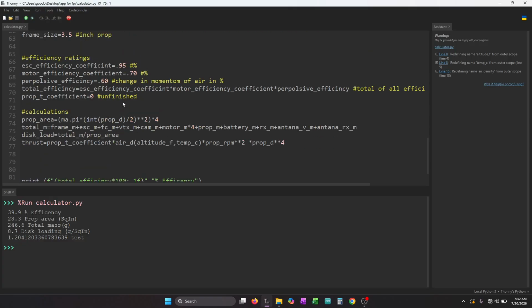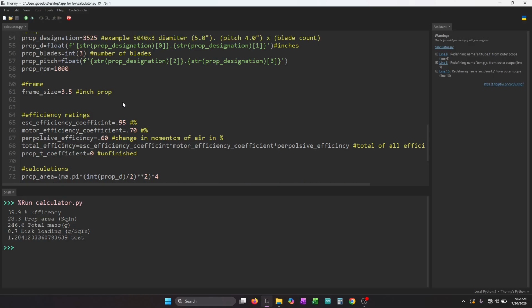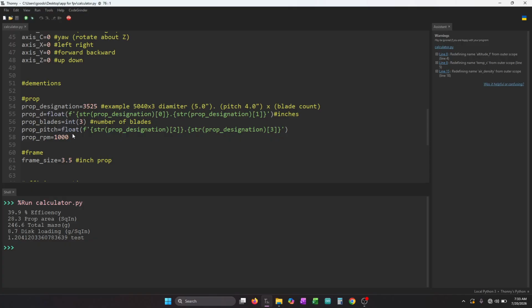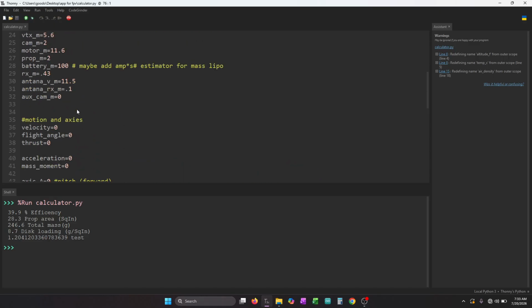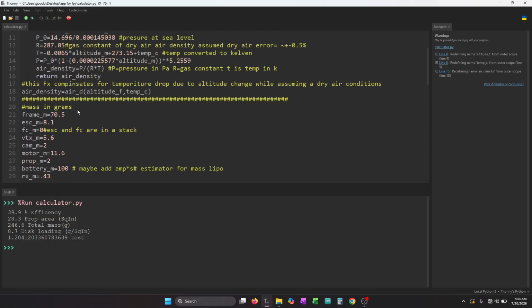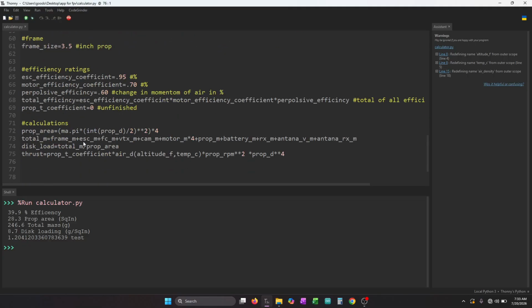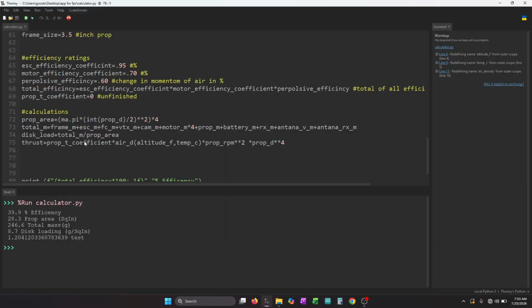Let's see if I have it here. So he was using a disk loading formula. Oh, I know I put it in here somewhere. Yeah, anywho. There we are.